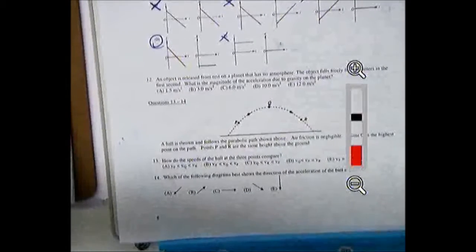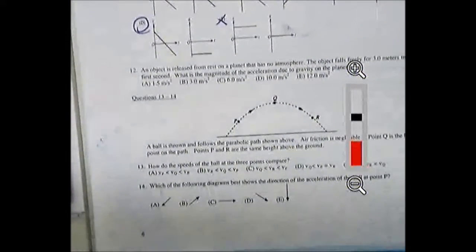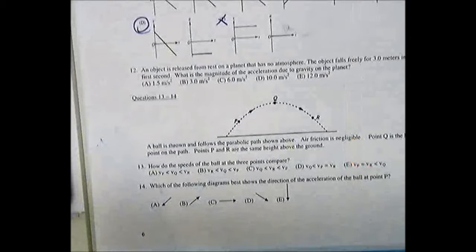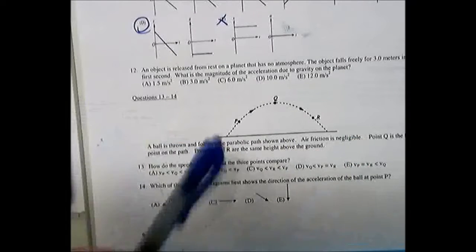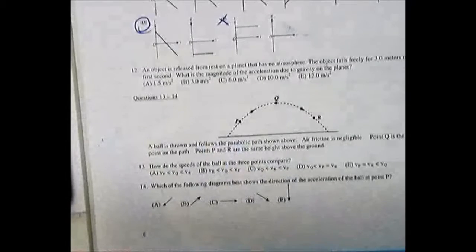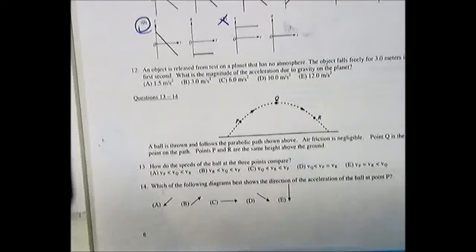How do the speeds of the ball at the 3 points compare? So when they talk about speed, they're not being specific. They didn't say y velocity, they didn't say x velocity, right?